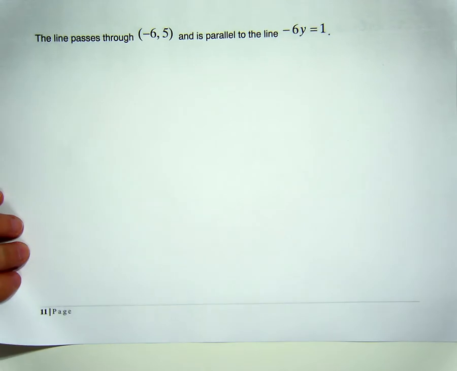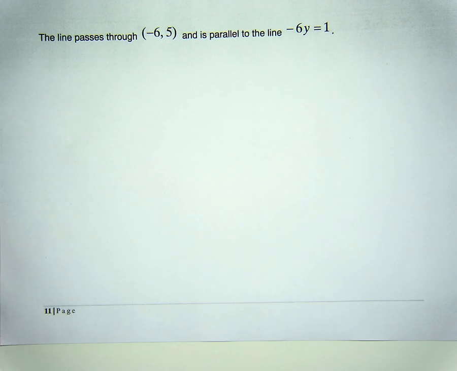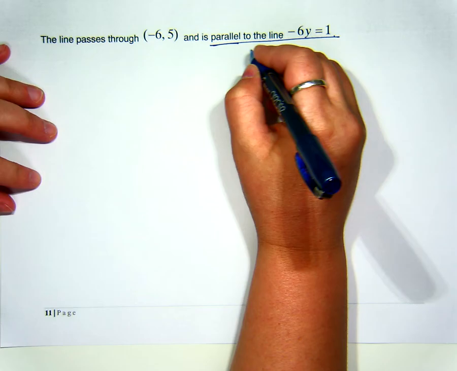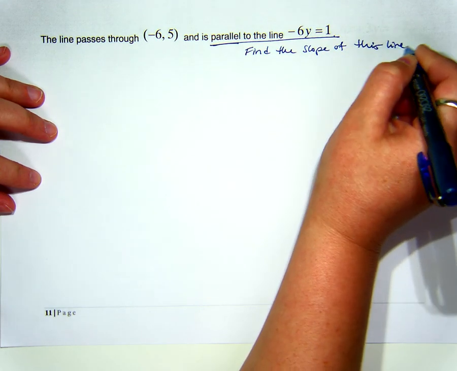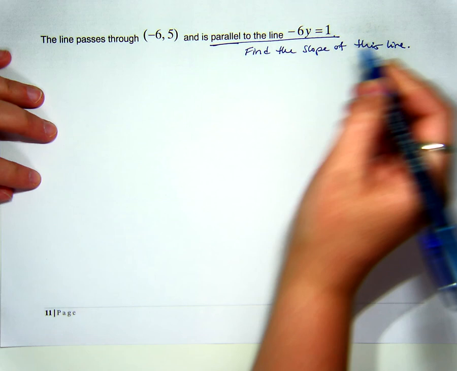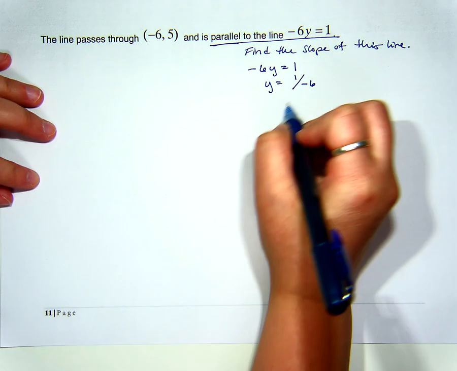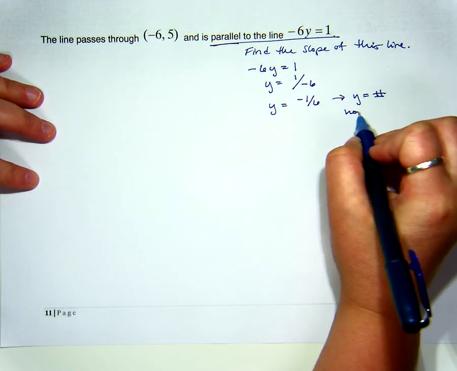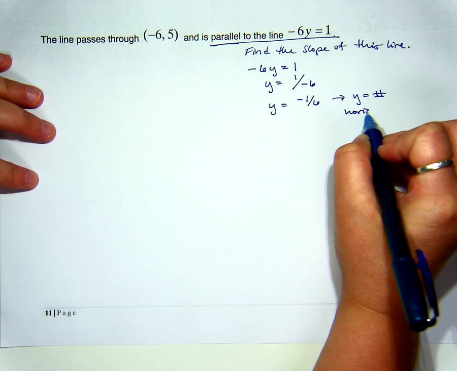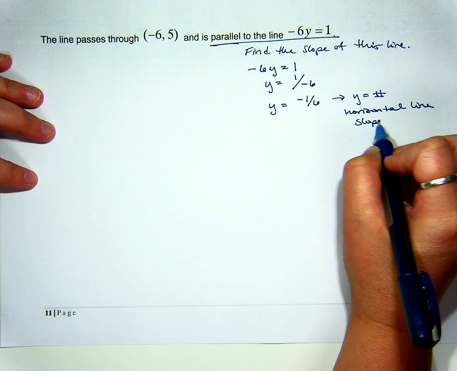Okay, let's look at another one, this time talking about parallel. Parallel lines have the same slope, so the first thing I want to do is find the slope of this line. To find the slope of this line, we're going to solve for y. This is y equals a number. Oh, that's a horizontal line. Oh, what kind of slopes do horizontal lines have? Oh, I remember. They have a slope of 0.